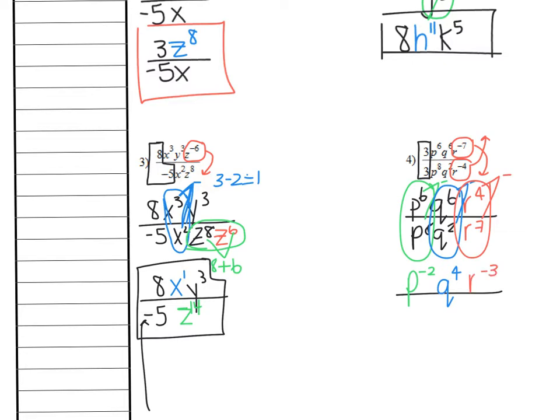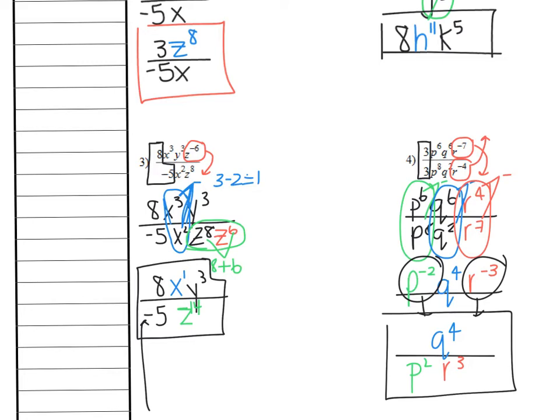But now remember, our answer cannot have negative exponents, so we're going to drop these guys down. So that means we have q to the 4th up top still, p to the positive 2nd, and r to the positive 3rd. Now drop down.